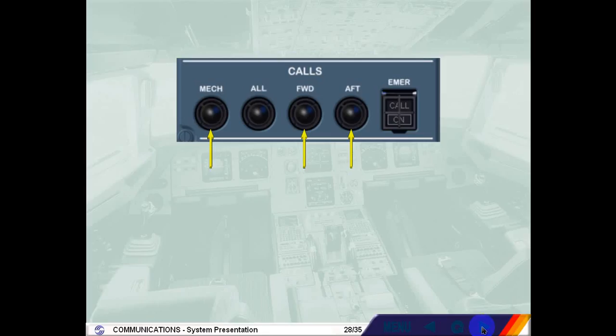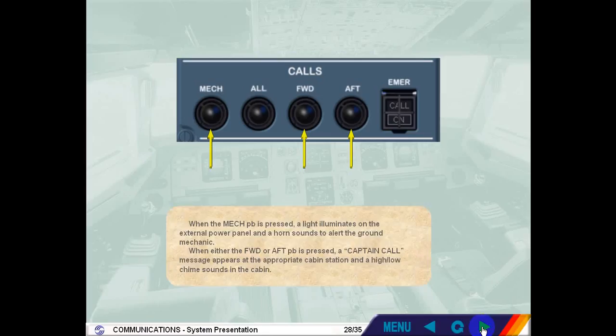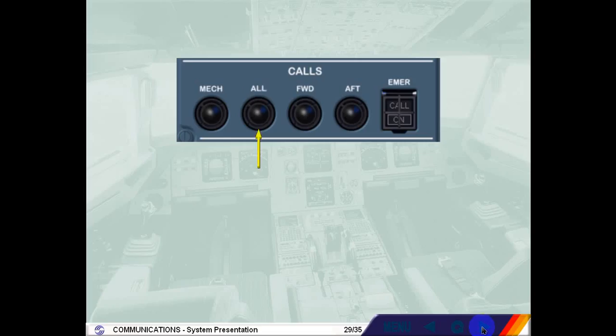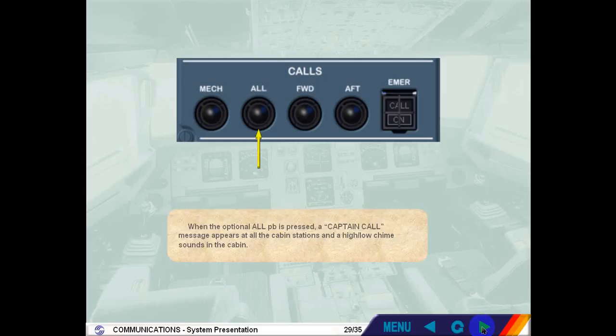When either the forward or aft push button is pressed, a captain call message appears at the appropriate cabin station and a high-low chime sounds in the cabin. When the optional All push button is pressed, a captain call message appears at all the cabin stations and a high-low chime sounds in the cabin.